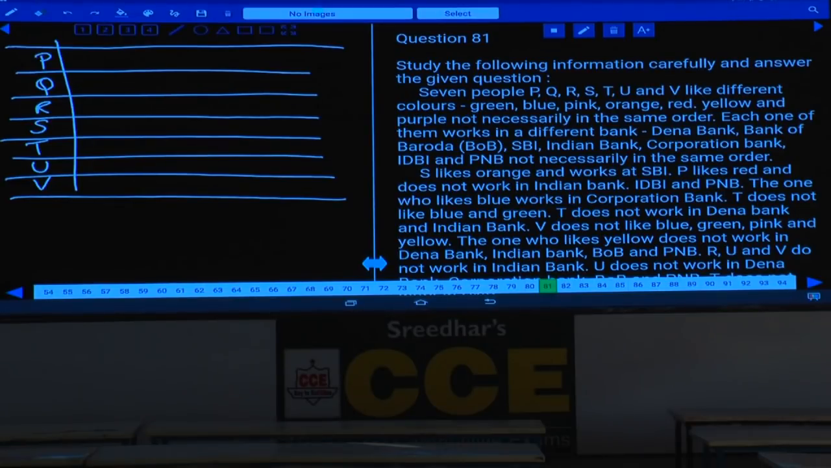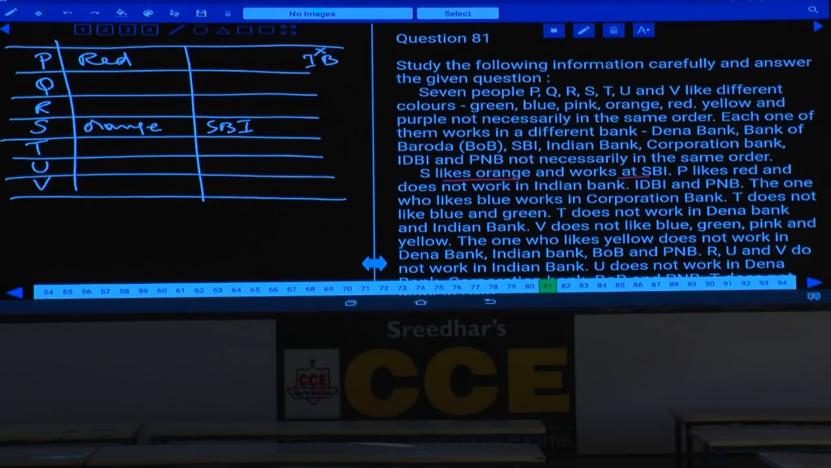S likes orange, clearly given, hence orange is here. And what is the bank? SBI is the bank. Now it comes under the distribution type of question, hence we should fix the persons in the first column. Then S likes orange and works at SBI. P likes what? P likes red and does not work in Indian Bank. This is how to represent the data.